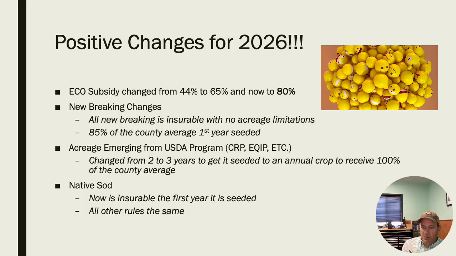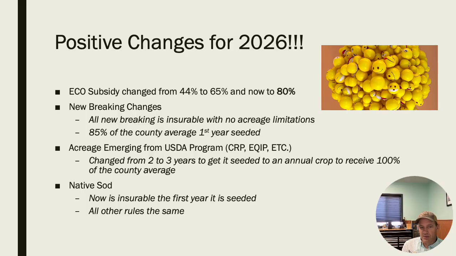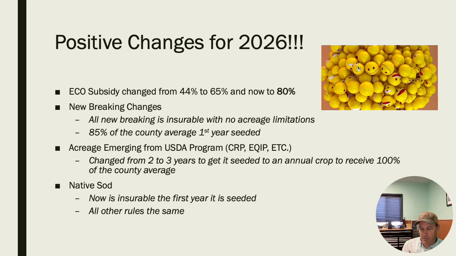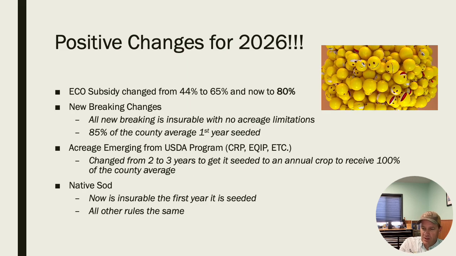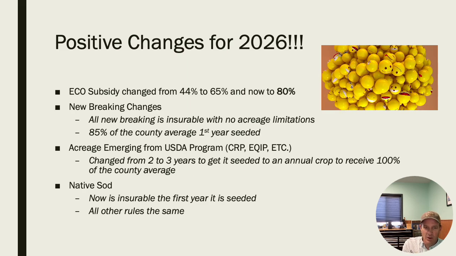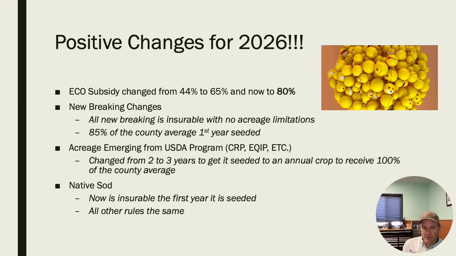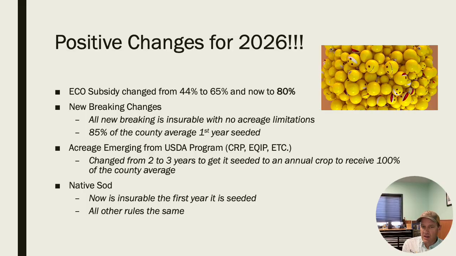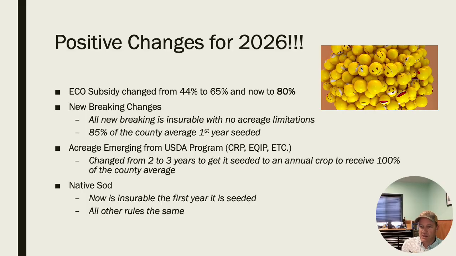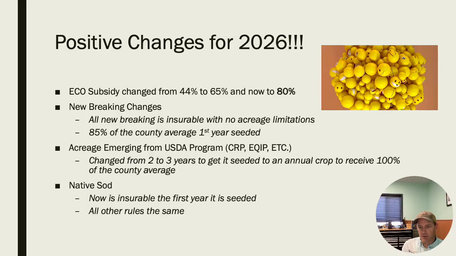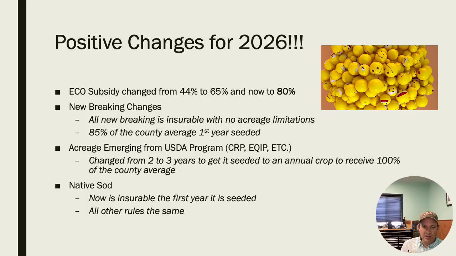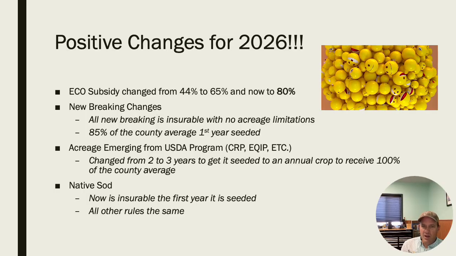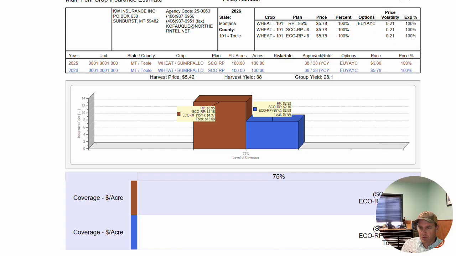New breaking now is insurable without written agreements. You'll just get 85% of the county average for the first year you seed something that's like CRP that had been out a long time or hay that hadn't been seeded in a while. If you do that kind of stuff, you get 85% of the county average. Acreage emerging from CRP, you now get 3 years instead of 2 years from when it came out of the program to get it seeded and still get 100% of the county average. And native sod's now insurable the first year that it's seeded. On native sod, though, all the other rules are the same. So you're still only going to get 65% of the county average the first 4 years on native sod.